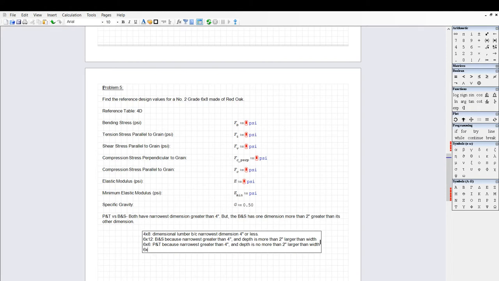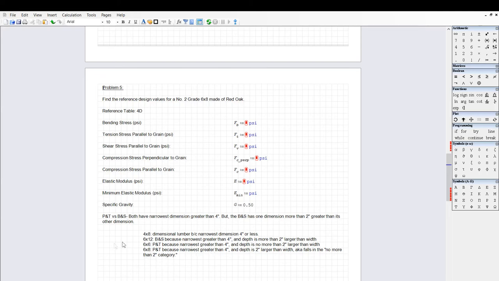Well, if I can manage to type the number 8 properly, this is going to be, even though it has a depth greater than its width, the difference is exactly 2 inches. It's not more than 2 inches. Because of that, this is going to be a post and timber, because the narrowest dimension is greater than 4 inches and the depth is 2 inches larger than the width, falling in the no more than 2 inches category. Basically, you take the depth minus the width, the larger dimension minus the smaller dimension, and if that is 2 inches or less, it's going to be a post and timber. If it's more than that, then it's going to be a beam and stringer.